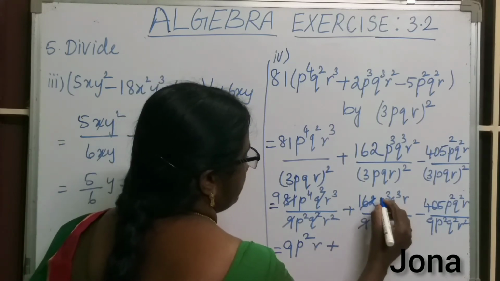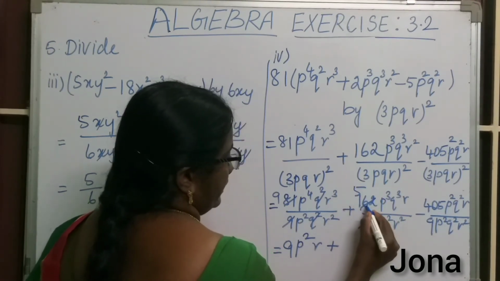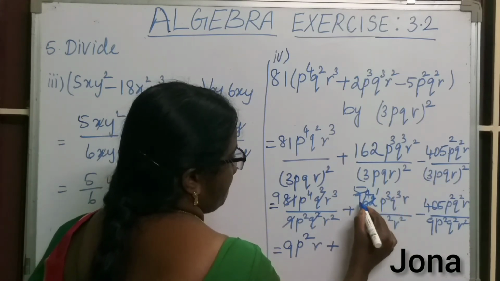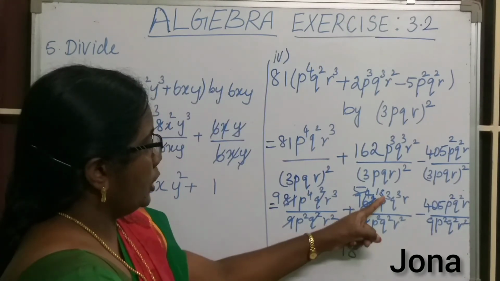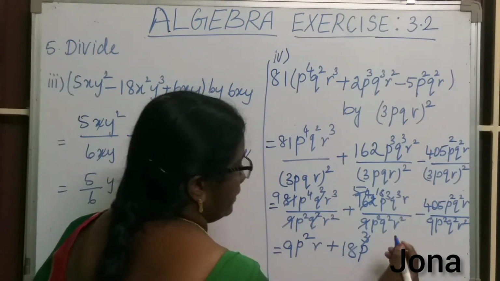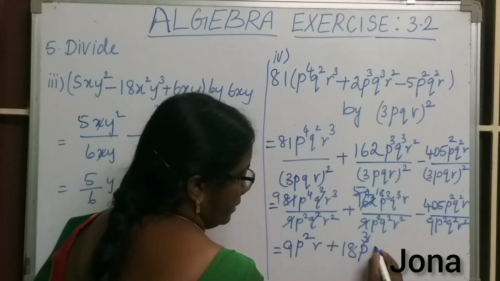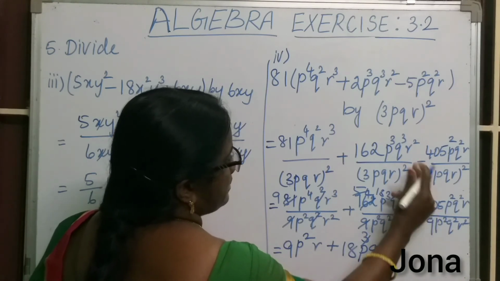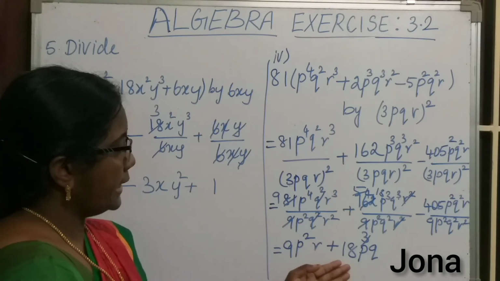This is 162. 3 times here. 5 3s are 15. 4 times. Again we can cancel this 1 8 18. So you can write 18 here. p cube and p square. 3 minus 2 is 1. So put p here. Then q cube, here q square. 3 minus 2 is 1. So q. Here we have r square, isn't it? So r square and r square will get cancelled. So simply we can write 18pq.